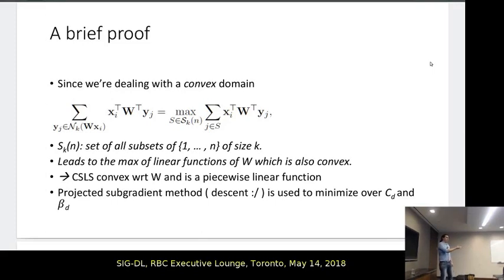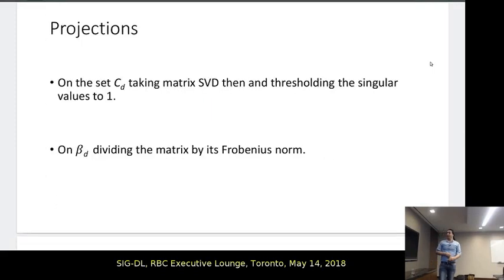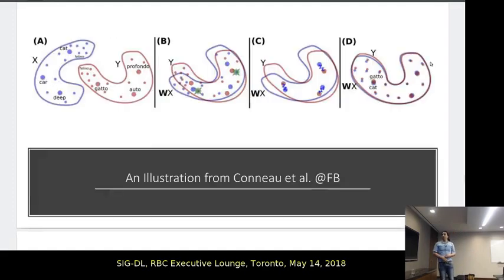You're going to use the same minimum that you have. So that was something that sort of annoyed me on this set. Okay. Yeah. So this is how you make your projections. On the set CD, your convex hull method, taking the matrix SVD and thresholding the singular values to 1, and you project your beta of D, dividing the matrix by its Frobenius norm.